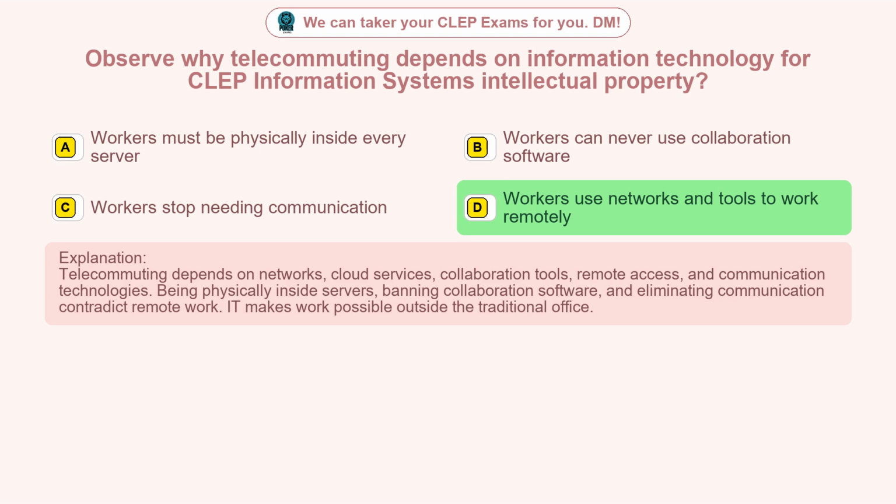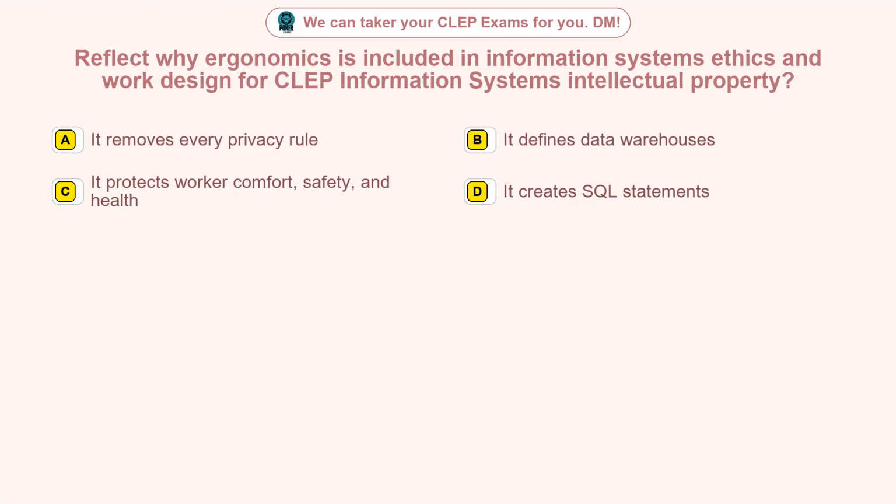Telecommuting depends on networks, cloud services, collaboration tools, remote access, and communication technologies. Being physically inside servers, banning collaboration software, and eliminating communication contradict remote work. IT makes work possible outside the traditional office. Question 100. Reflect why ergonomics is included in information systems ethics and work design for CLEP Information Systems intellectual property.